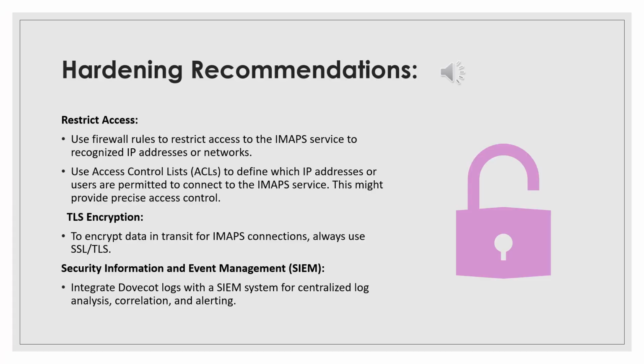Hardening recommendations. Restrict access: use firewalls to restrict access to the IMAPS service to recognized IP addresses or networks. Use access control lists to define which IP addresses or users are permitted to connect to the IMAPS service.